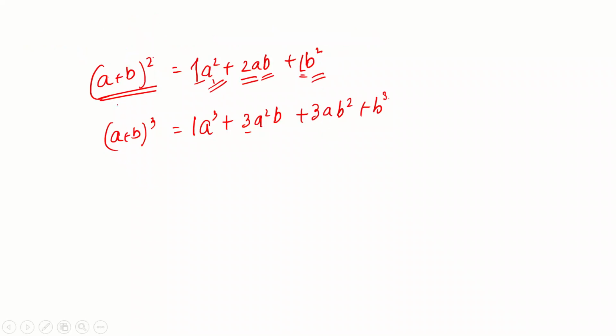In the whole cube you will see the same pattern. It is a^3, that means this 3 going on a, so it is a^3 plus 3a^2b, so that means the power of a decreases. From 3 it goes to 2, then it goes to 1, and then there is no power. Initially the power of b is 0, then the power of b is 1, then the power of b is 2, and finally the power of b is 3.